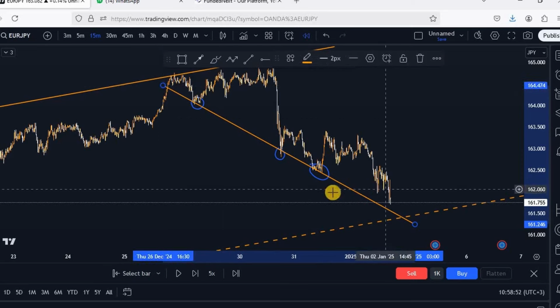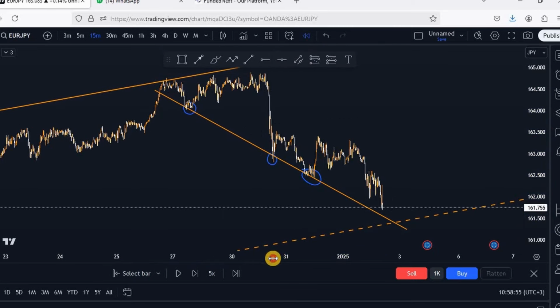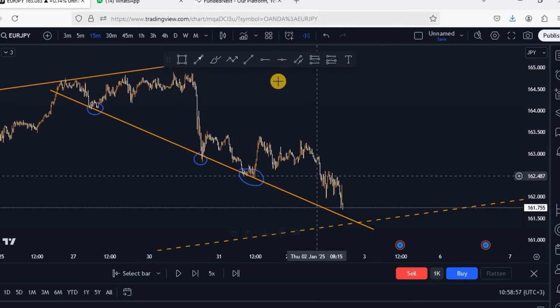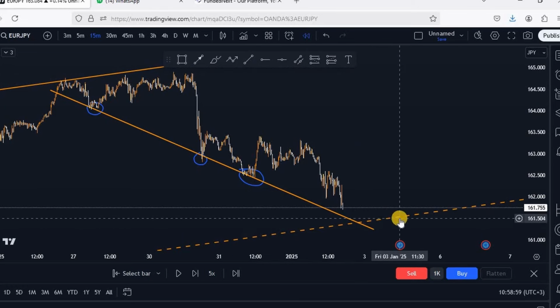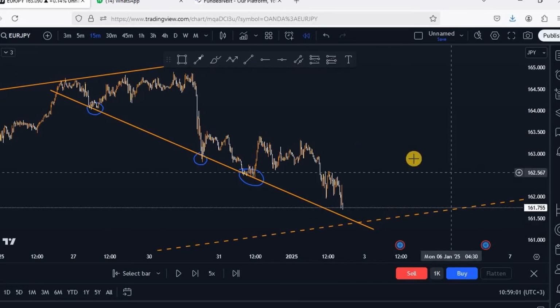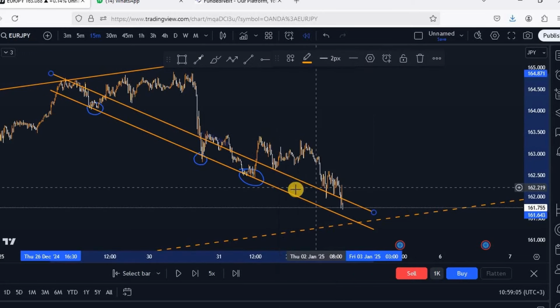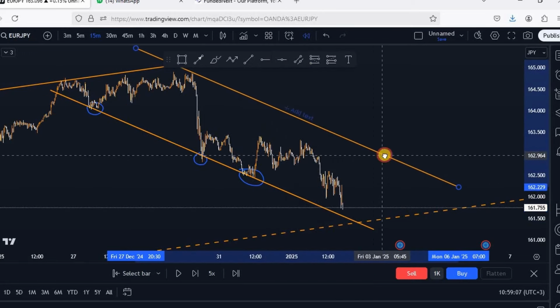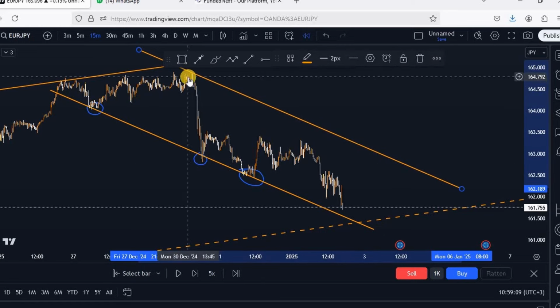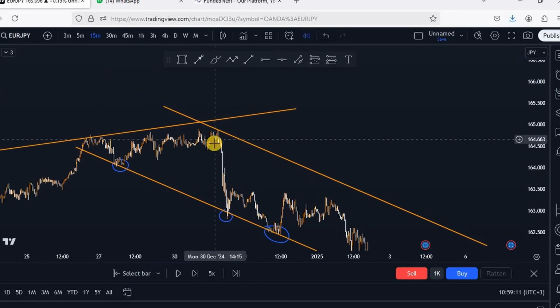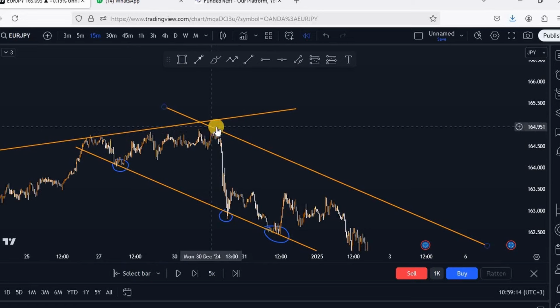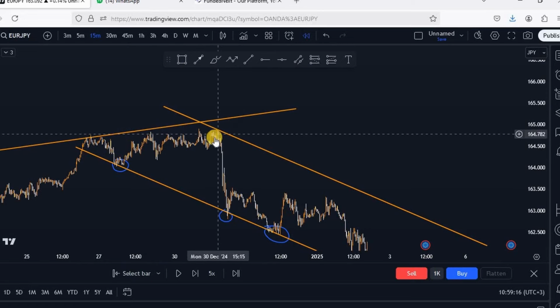Now this is a downtrend. Remember, I'm looking for a buy, or if the market breaks this dashed line here, that means it will be a sell. So what do I do? I'll just clone this line and carry it over. So where do I put it? I put it at the highest swing high of the trend.